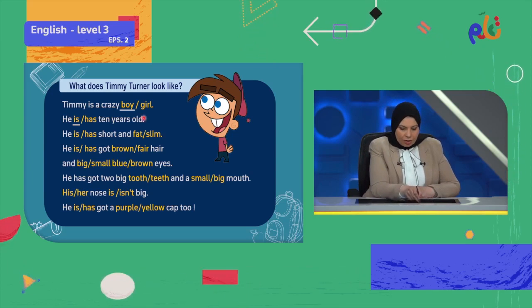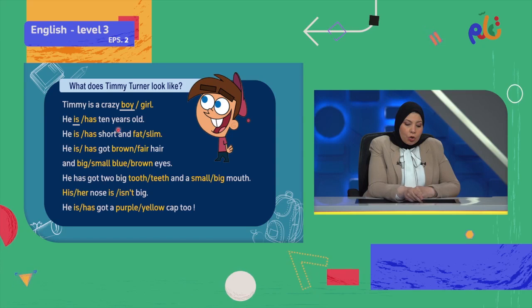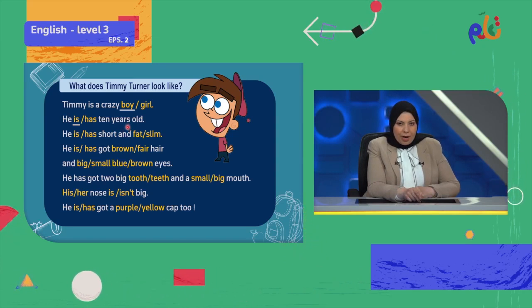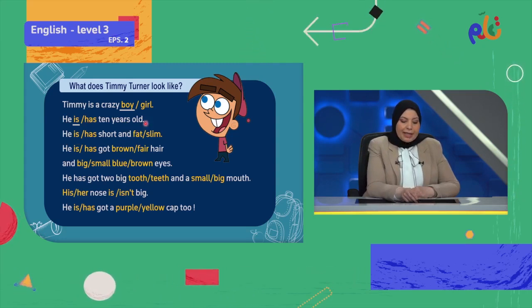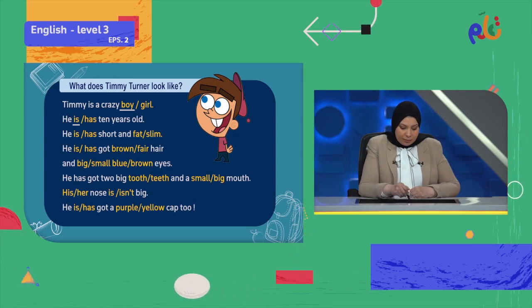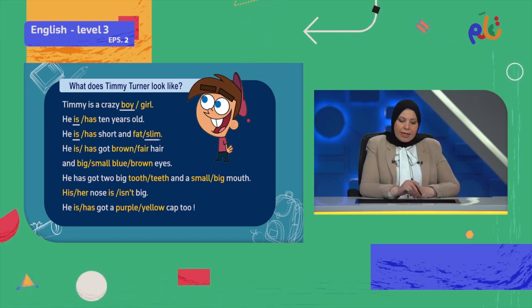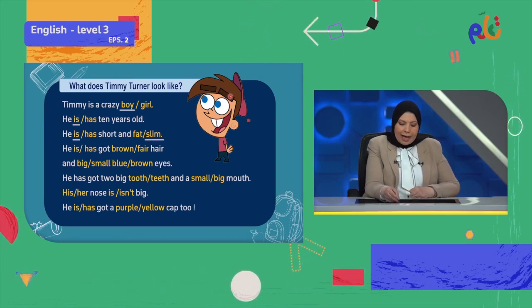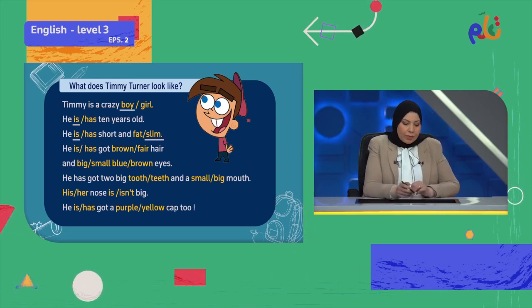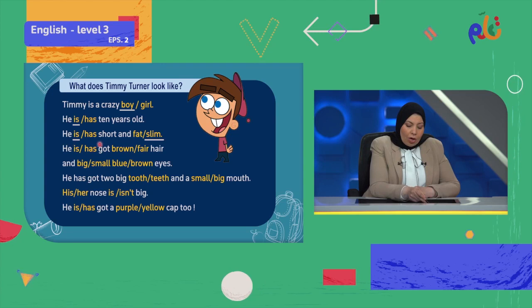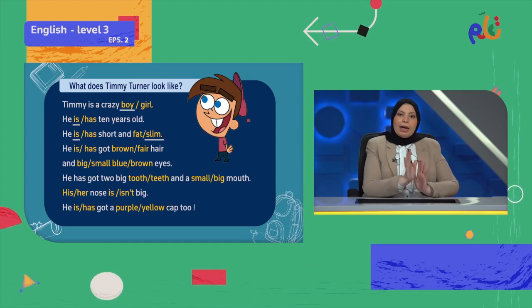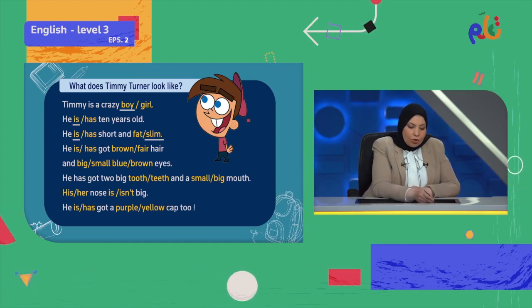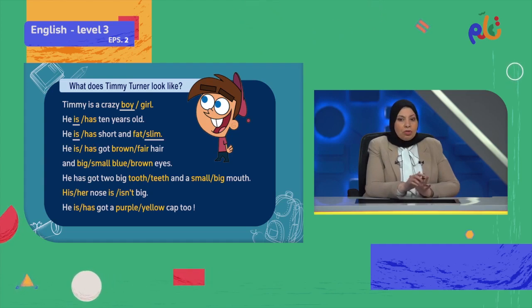He is 10 years old. Okay, he short. So short, do we have body part? No. He is short. He is short and look at the picture. Is he fat or slim? Yes. So he is short and slim. He is not fat. He is or has got hair. Hair the body part or not? Hair is a body part. So in this case, we're going to use is or has? We're going to use has.